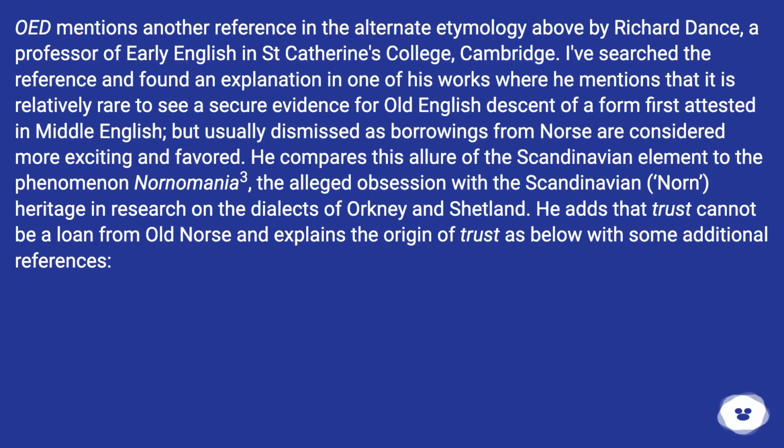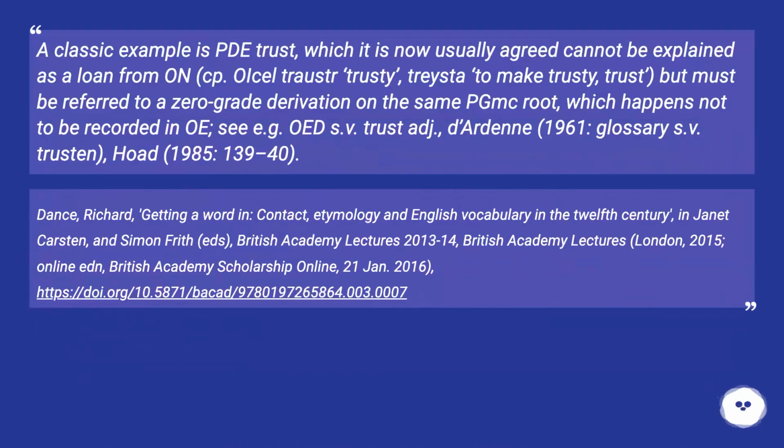He adds that traust cannot be a loan from Old Norse and explains the origin of traust as below, with some additional references. A classic example is ME trust, which it is now usually agreed cannot be explained as a loan from ON, cp. OIcel traust, or trusty, traced to make trusty, trust, but must be referred to a 0 grade derivation on the same PGmc root, which happens not to be recorded in OE.